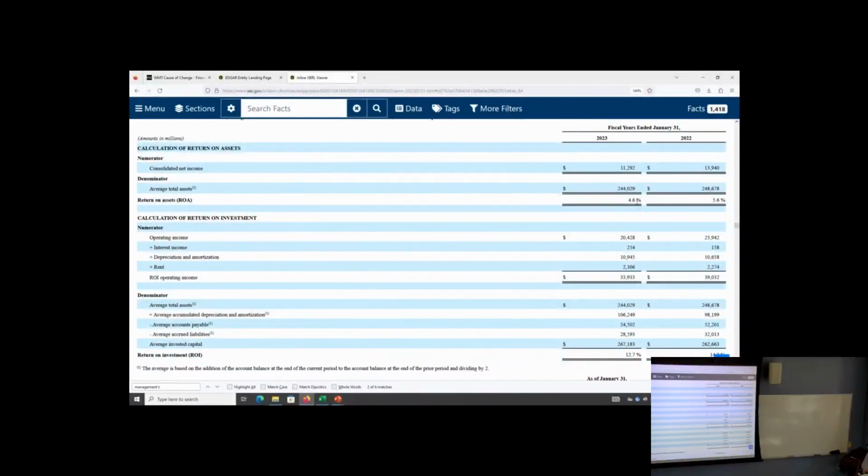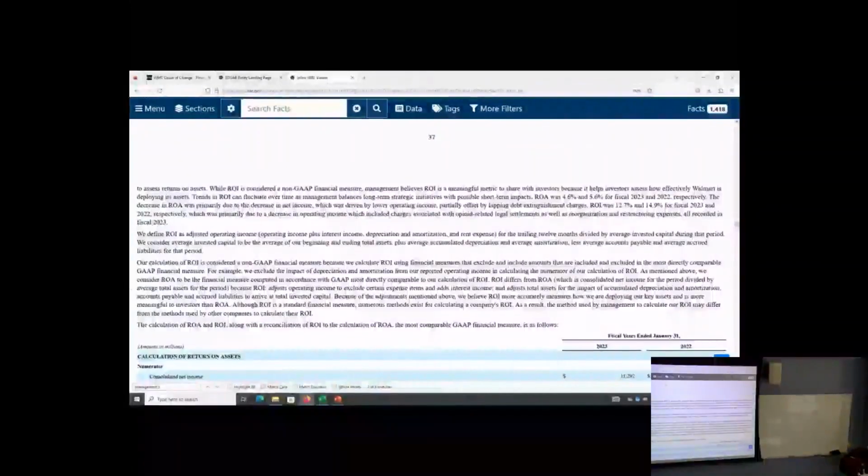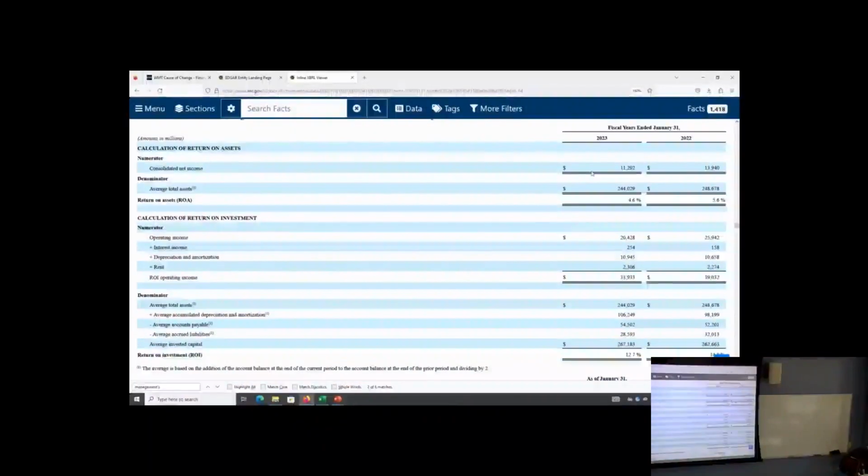Return on assets reflects the bottom line income that the company is generating. Keep in mind they're using operating net income for their return on investment, but for return on assets they're using net income divided by average total assets over this time period. And similar to us finding that the net income was lower relative to sales, we find a similar change from 2022 to 2023. Their return on assets declined from 5.6 to 4.6%.